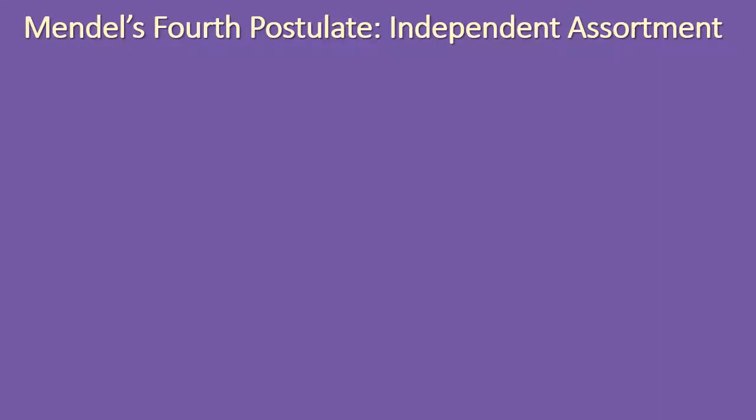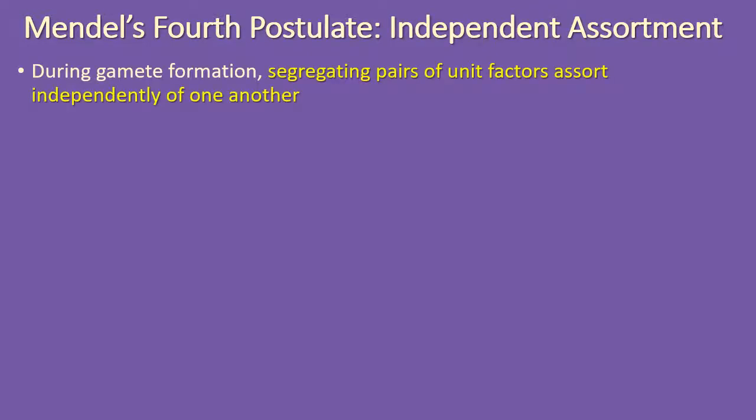Okay, so Mendel's 4th postulate is independent assortment, and it states that during gamete formation, the segregating pairs of unit factors assort independently of one another. So this means if you have, like we've been talking about, the smooth and wrinkled seeds versus the yellow and green, you can get all possible mix-ups. It's not that green always goes with wrinkled and smooth always goes with yellow. They completely assort independently of one another, and we know that that's because they're on different chromosomes.